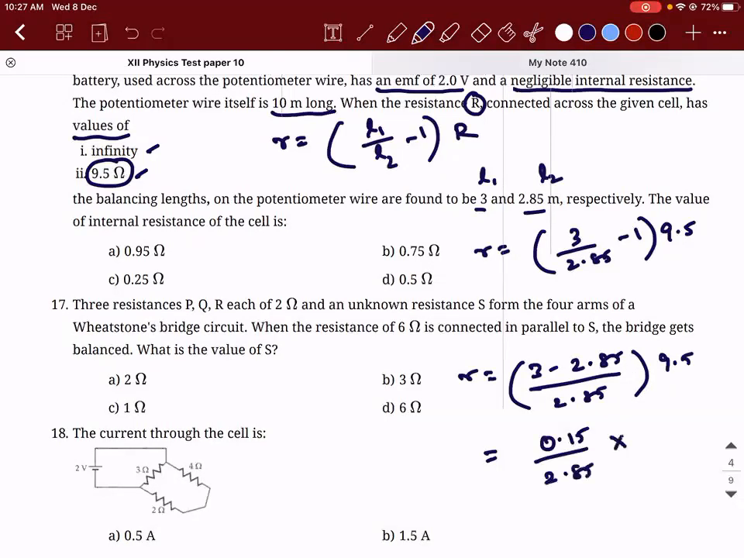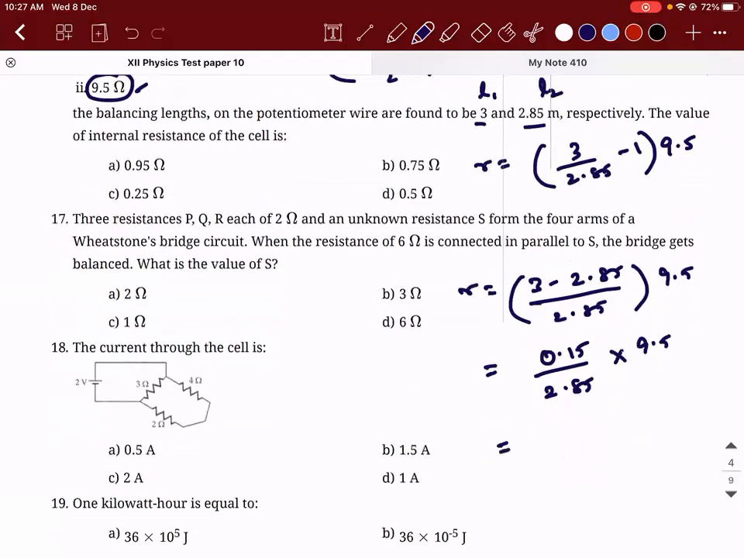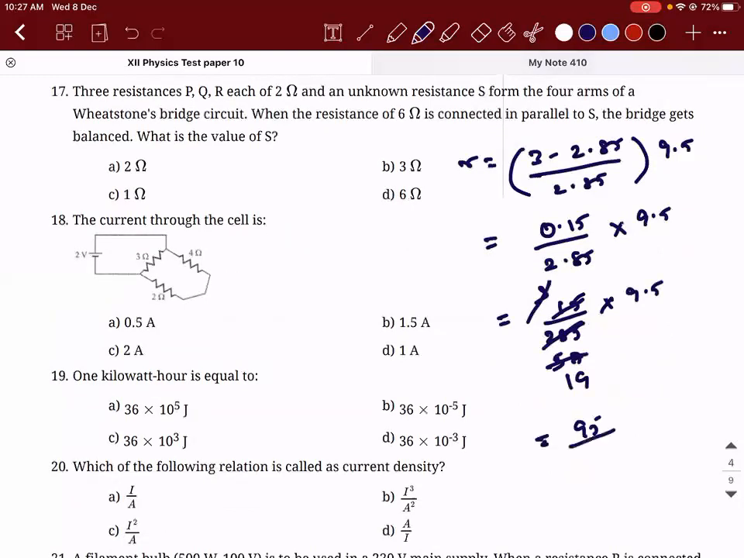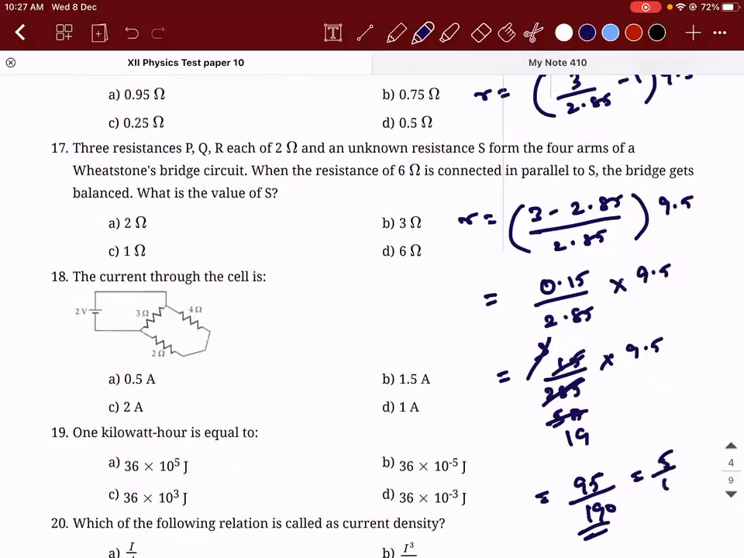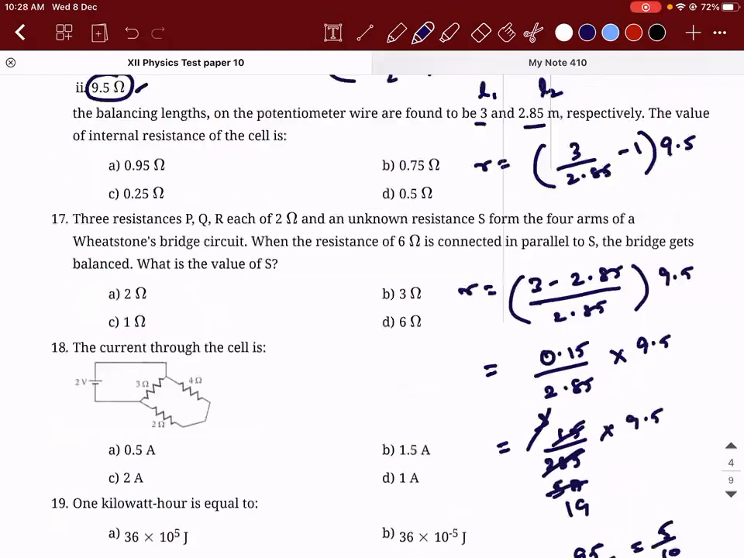0.15 divided by 2.85 into 9.5. Assuming everything is divisible by 9 by 5, this goes 3 times, this goes 57 times, and this goes 19 times. So 95 divided by 19 is 5 times, and 95 divided by 190 is 5 by 10. Which number do you cancel? 19. Yes. So 5 by 10 is 1 by 2. Yeah, 0.5 is the answer.